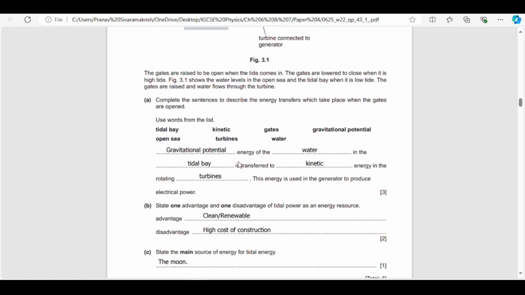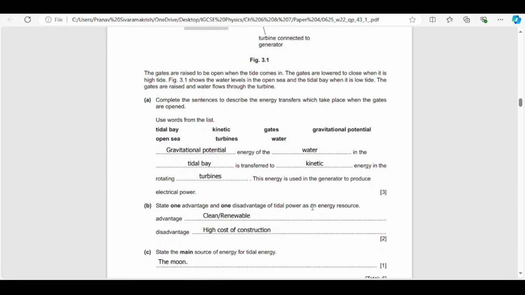So they've said dash energy of the dash in the dash is transferred to dash energy in the rotating dash. This energy is used in the generator to produce electrical power. Obviously, it is more coherent when you fill it out.